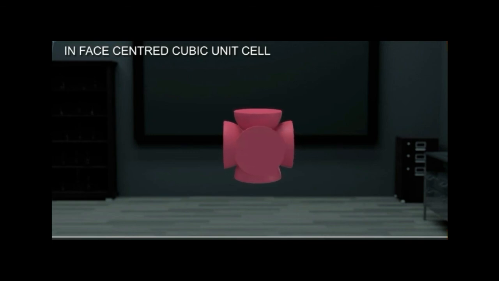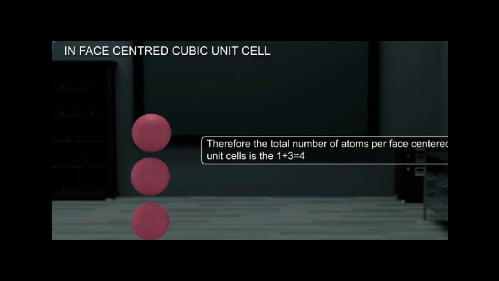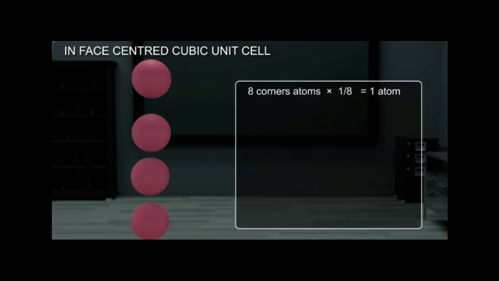Now if you combine these half particles from the 6 faces, you will see in the animation how these half particles actually combine together to give rise to 3 particles. There, 1, 2, 3. So already 1 from the 8 corners and 3 from the 6 faces. Altogether the total number of particles in your face centered cubic cell is 4. Now if you do the calculation, we have the 8 corners, so 8 into 1 by 8 is 1 atom.